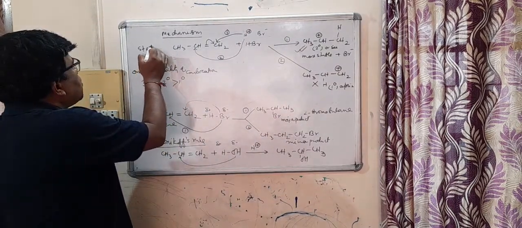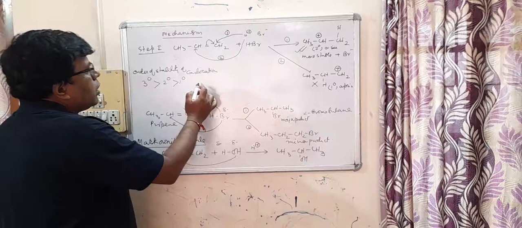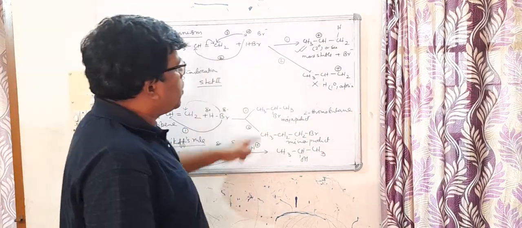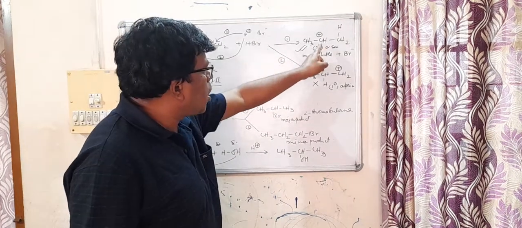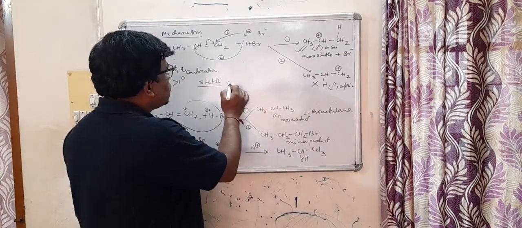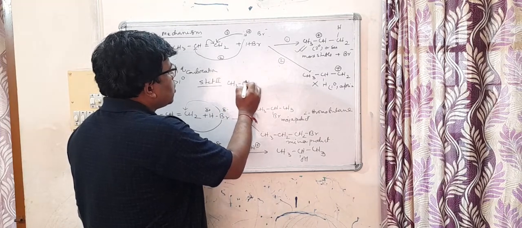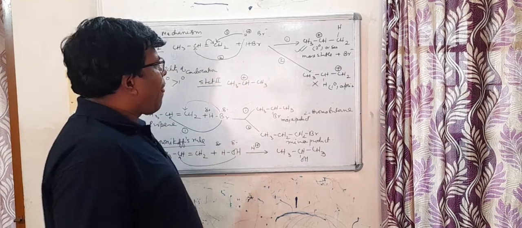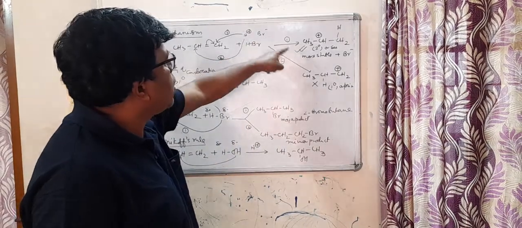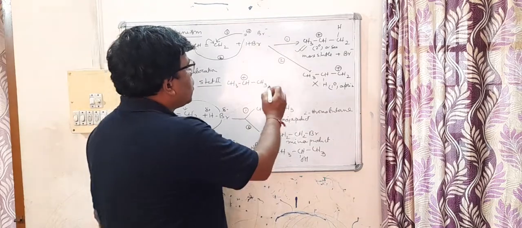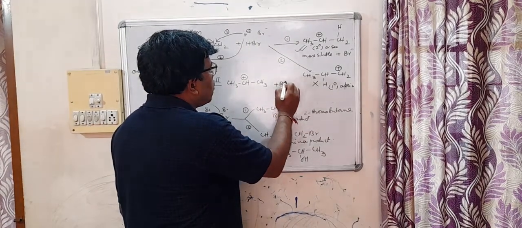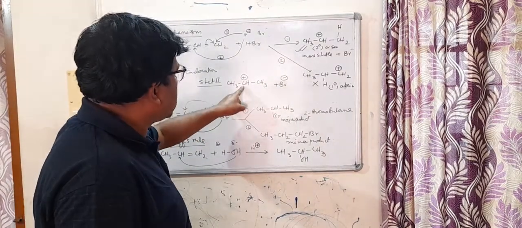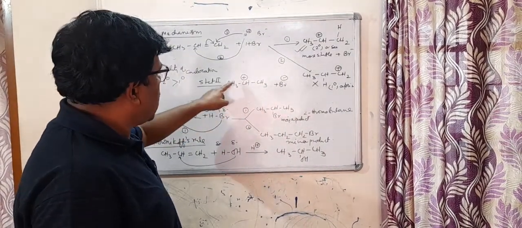Okay, in the mechanism, this is step 1, and step 2. In step 2, what will happen is we start with this here. So CH3 CH plus CH3. And now this Br minus will attack. Naturally, Br minus will attack at this carbon.